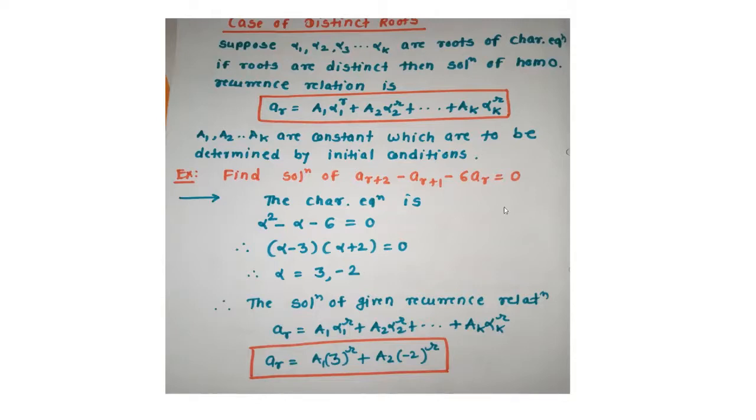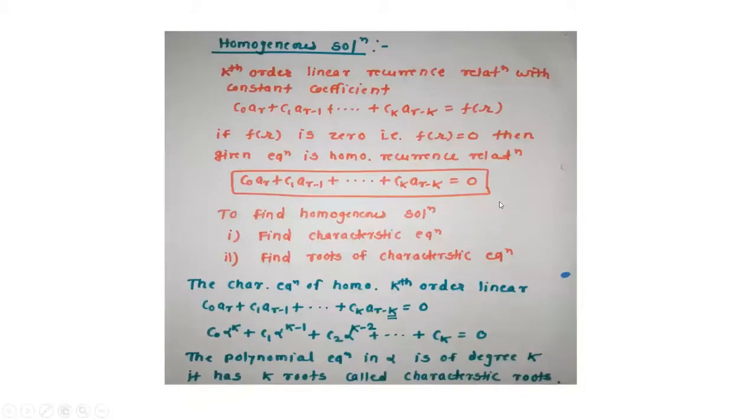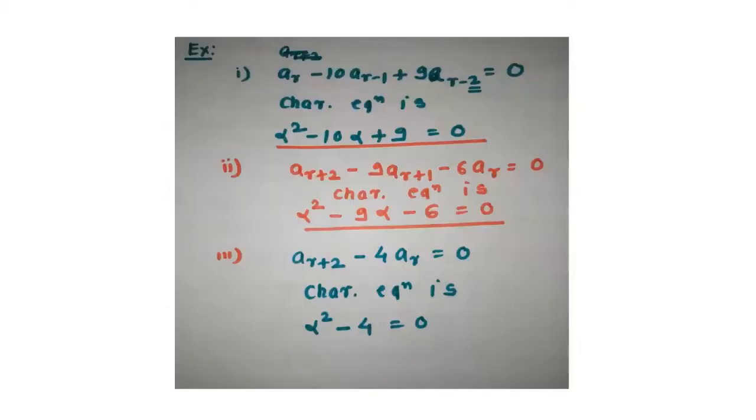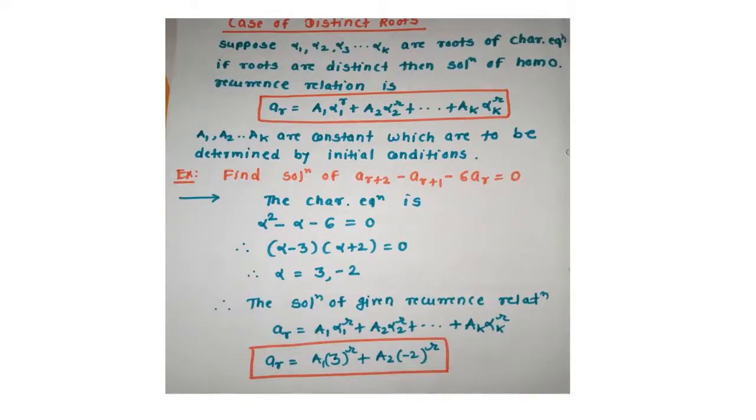In the last lecture, to find the homogeneous solution, we first find the characteristic equation, then the roots of the characteristic equation. How to find the characteristic equation we have already studied. So we'll see how to find the roots of the characteristic equation. There are different cases.